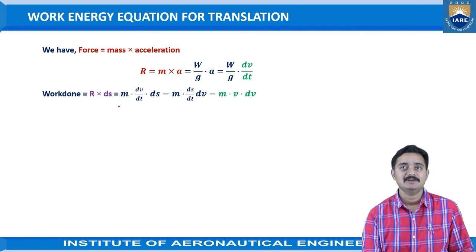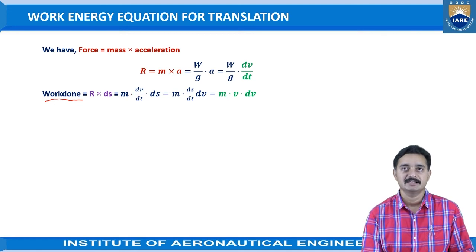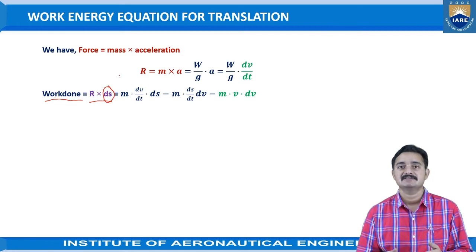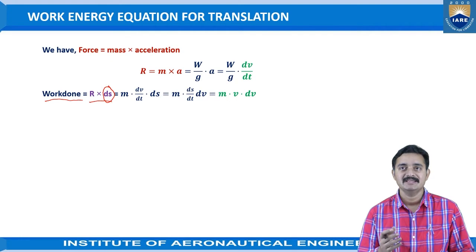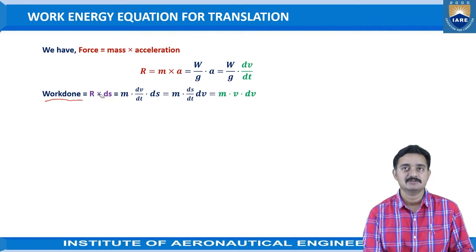Now for calculating the work done by all the forces in the system, the value can be given as r, which is the resultant of all the three forces, and the distance through which it is moving, that is ds. Initially we are considering that the movement of the body is happening over a distance of ds.